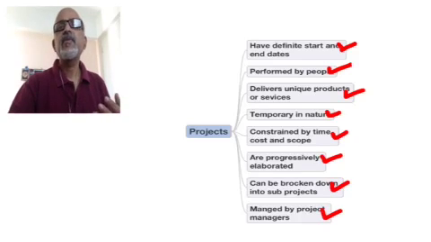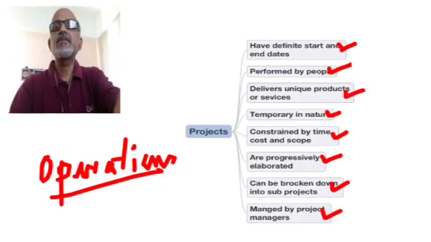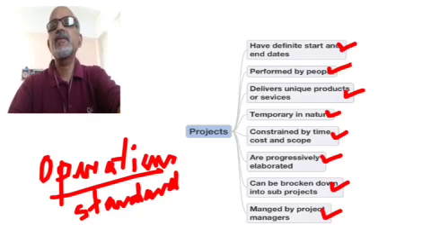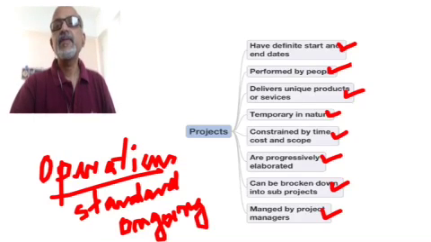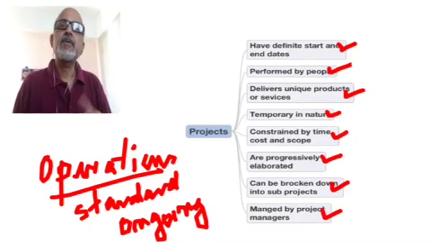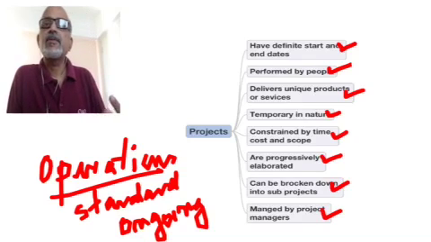But then we have operations. Operations are very, very close to projects in their characteristics. The problem is operations always deliver standard output, standard products or services as output, and they are ongoing in nature. So this is the key difference between projects and operations. Operations always produce standard output and they are ongoing in nature, whereas projects produce unique outputs of services and are temporary in nature. Otherwise, both are performed by people, both are constrained by the limited resources of time, cost, and scope.